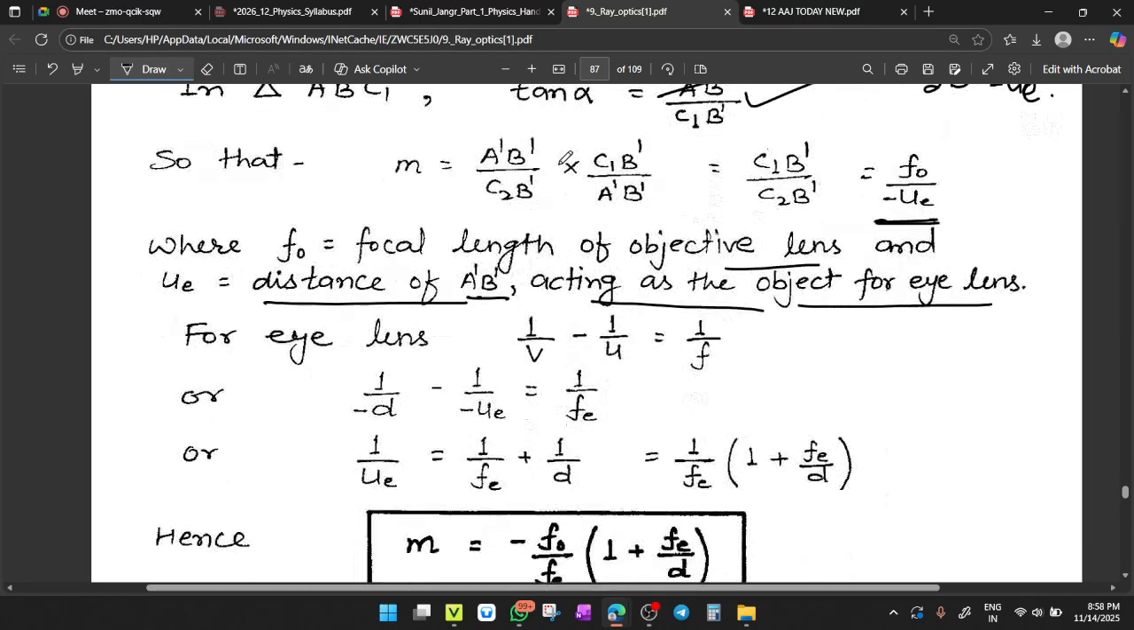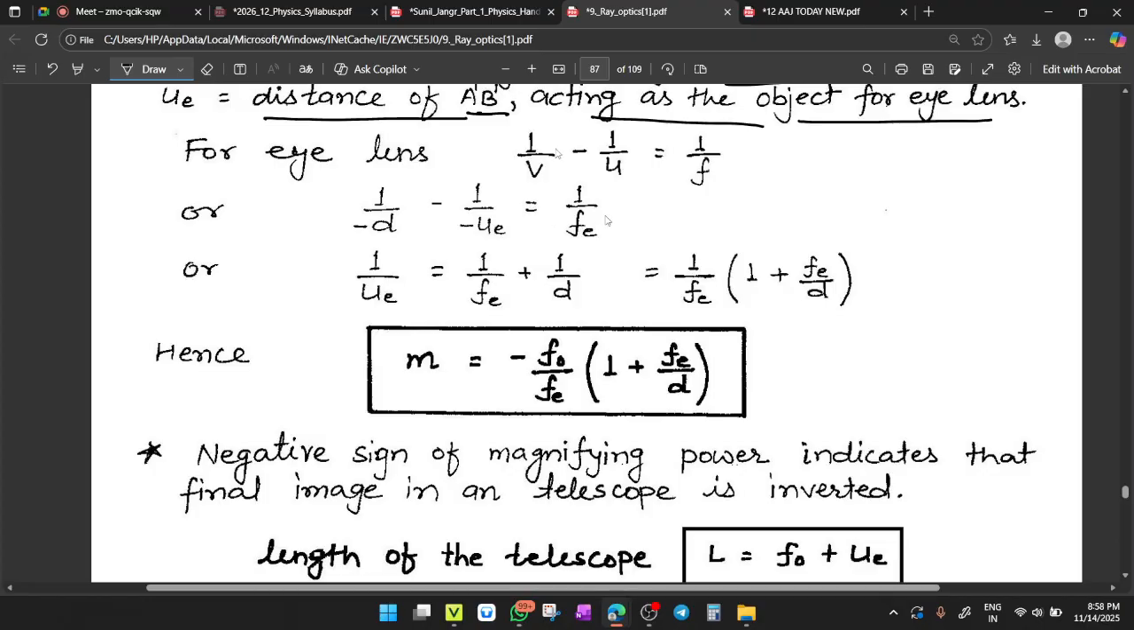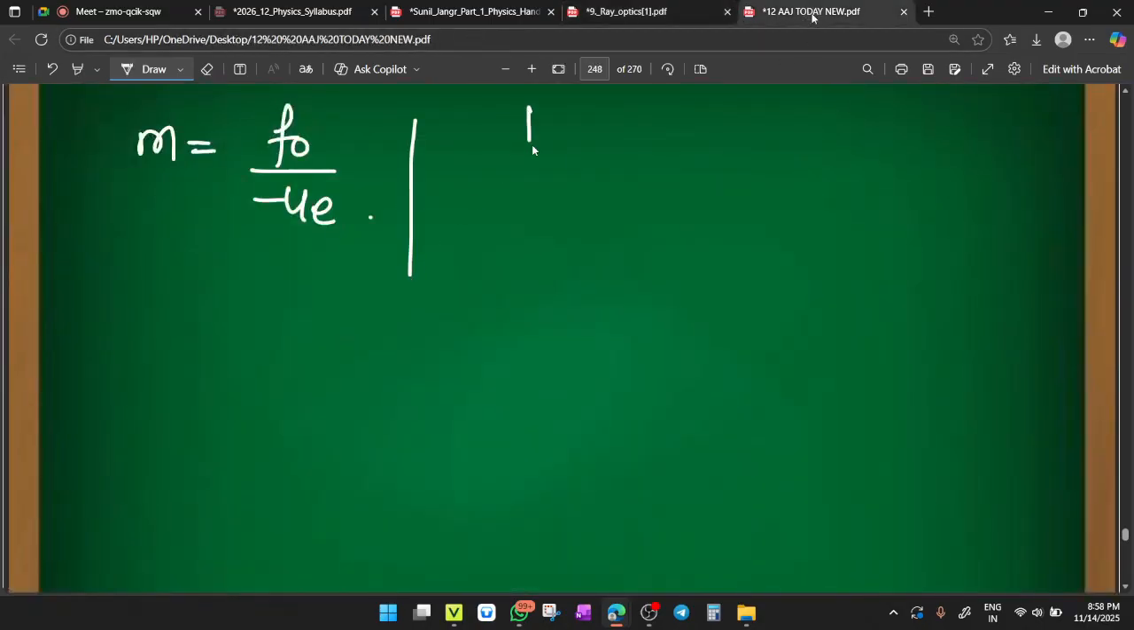Now take the lens formula for the eye lens. 1 upon FE equals 1 upon VE minus 1 upon UE. So 1 upon FE equals 1 upon V minus 1 upon U. Clear or not clear?